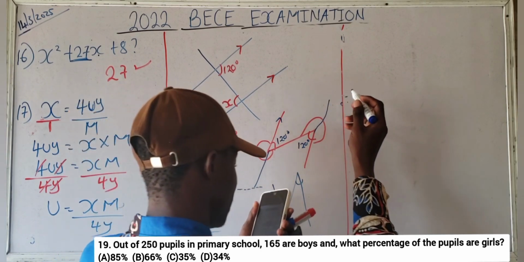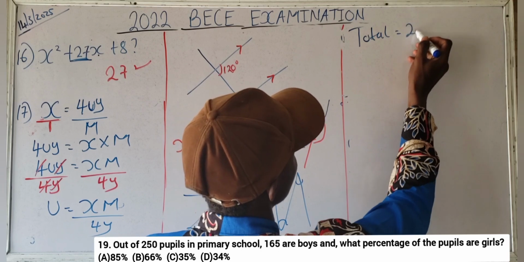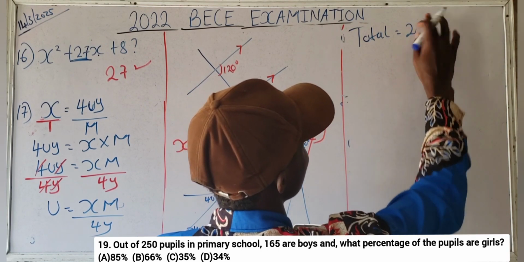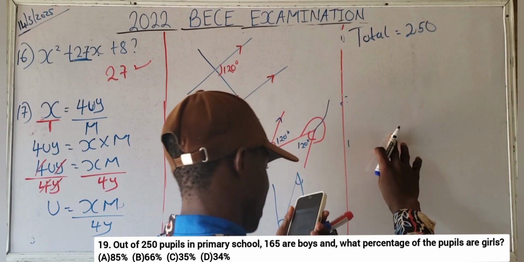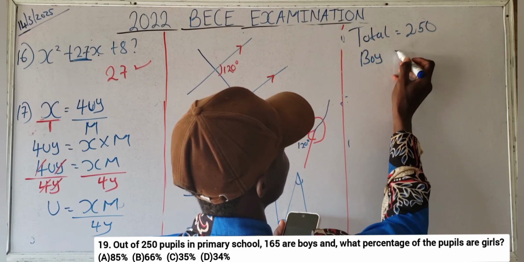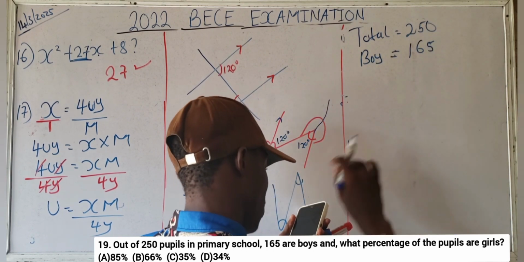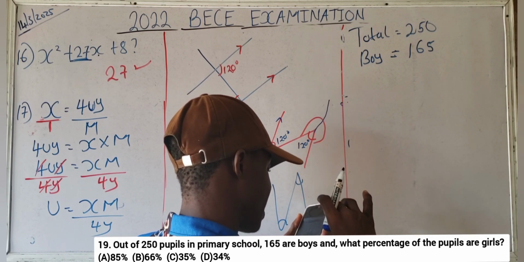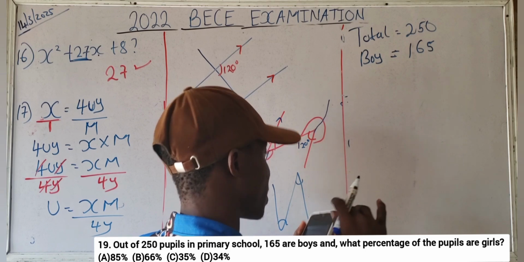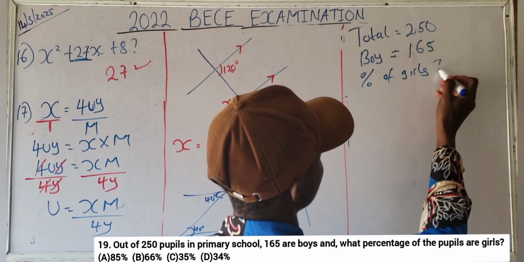Listen. The total number of pupils is what? 240. Okay, 250, sorry. 250. 165 are boys. The number of boys is 165. Now, we are asked to find the percentage of girls present in the school. What percentage of pupils are girls? We don't know the percentage of girls in the school.